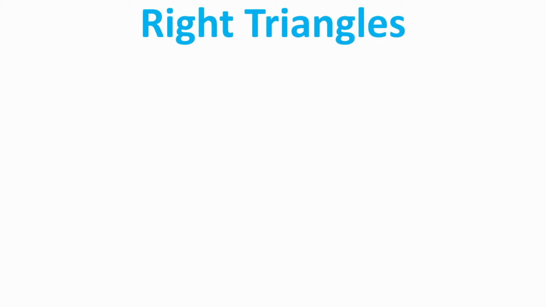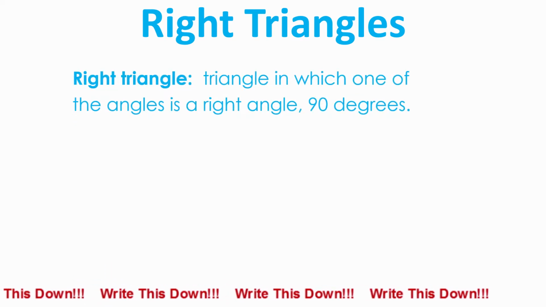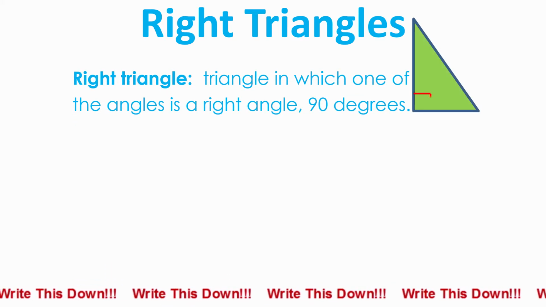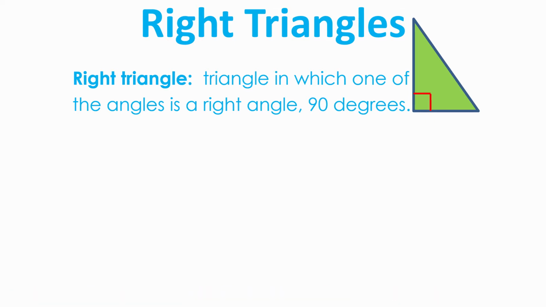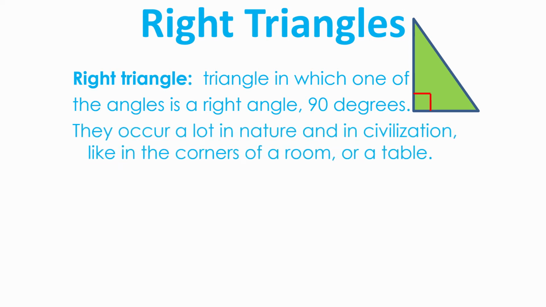Okay, let's move on. More specialization. Right triangles. These are triangles in which there is one 90-degree angle, and that is denoted by this little box. What makes these so special? Well, for one thing, they occur a lot in nature and in civilization. The corners of a room, for example, or a table are usually right angles. But more important, they occur on this test a lot.